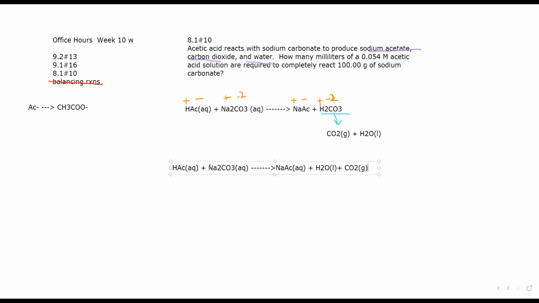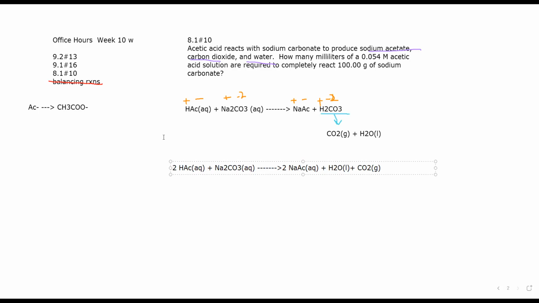I still haven't actually balanced this. So I've got 2 hydrogens on my product side. I've got 2 sodiums on my reactant side. So we can fix this pretty easily. Again, at this point, I don't want to change subscripts. All of my compounds are stable, charge balanced, so I only want to change coefficients. To get my 2 hydrogens, I'll put a 2 in front there. That gives me 2 acetates and 2 sodiums. So to fix the 2 acetates and the 2 sodiums, I put a 2 in front of the sodium acetate there. And now I'm balanced. Double checking. That looks good.